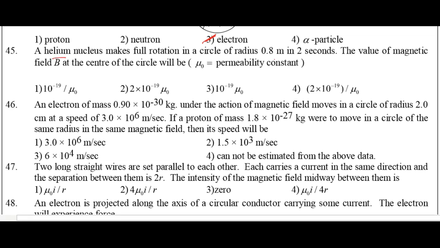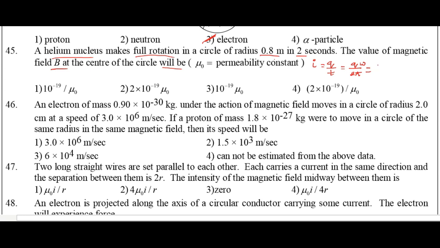A helium nucleus makes a full rotation in a circle of radius 0.8 meters in 2 seconds. The value of magnetic field B at the center of the circle will be. Now, I is equal to Q by T, that is equal to Q by the time period, which is 2 pi by omega, so it is Q omega by 2 pi.